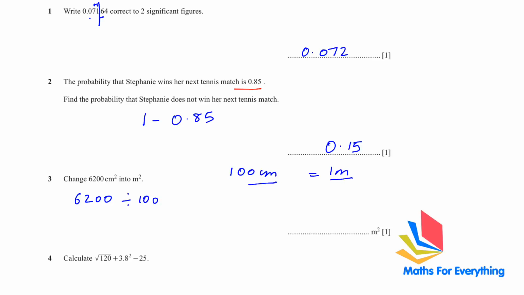But it is not centimeter, it is centimeter squared. So we divide 2 times. And that will give us 0.62 square meters. Next, calculate the square root of 120 plus 3.8 squared minus 25.